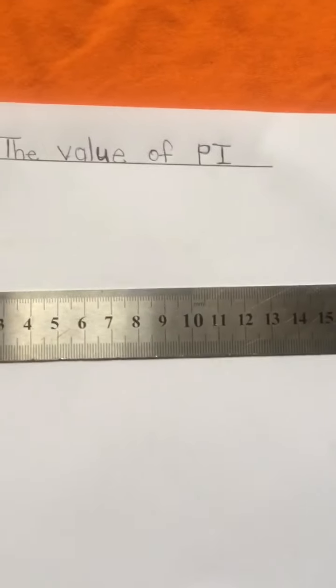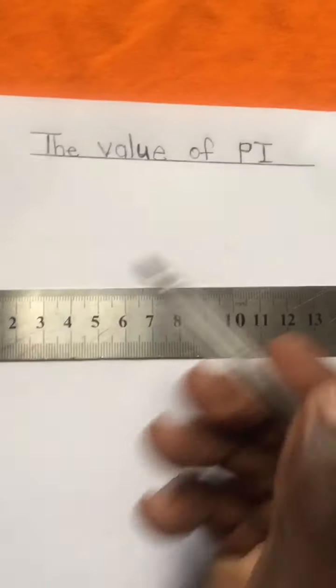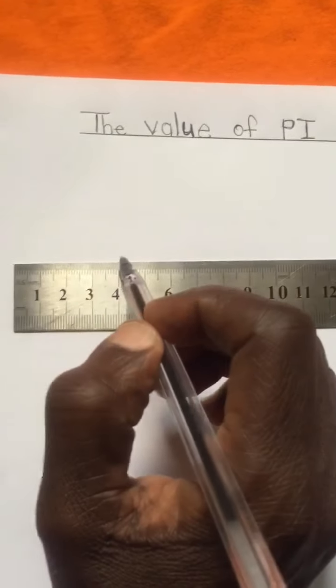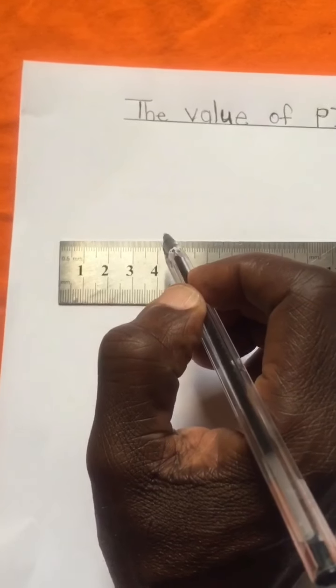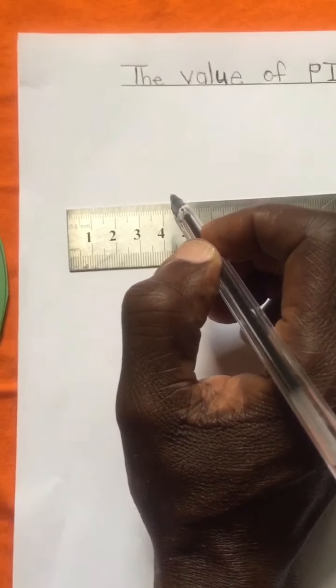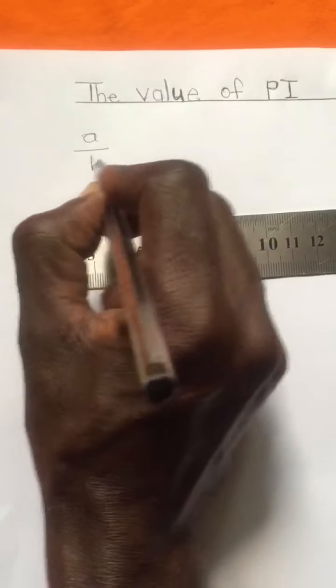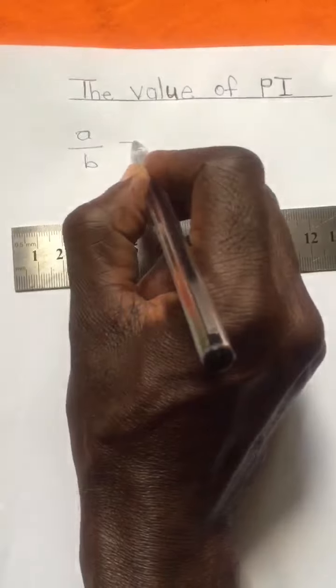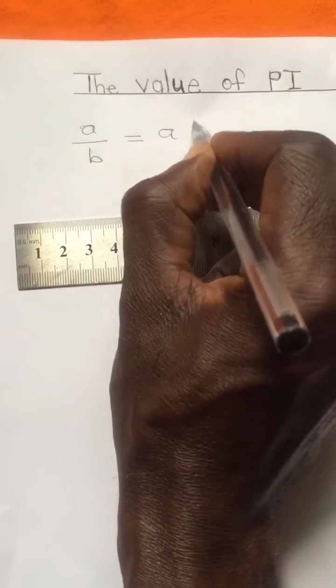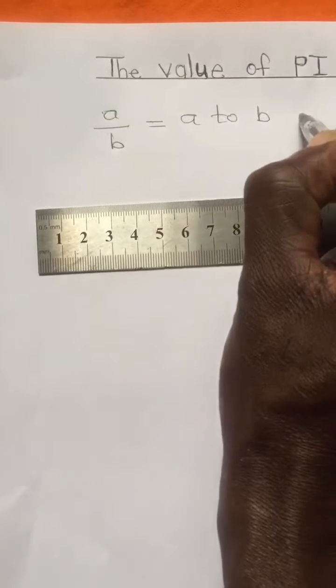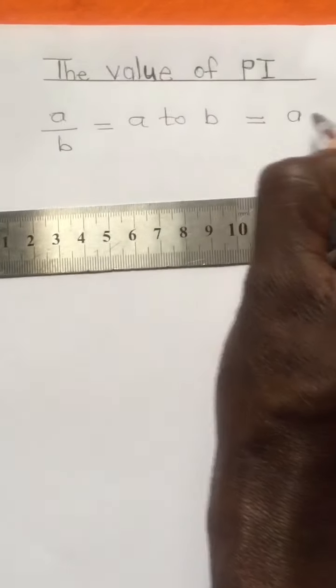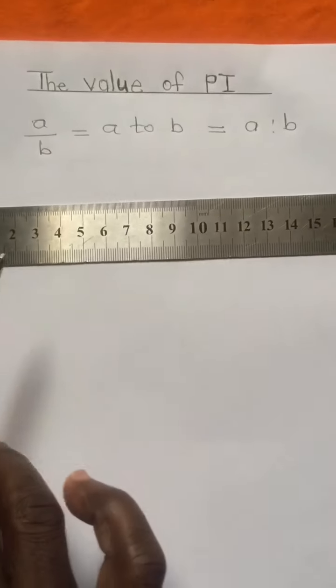So pi is a ratio, and mostly when we are talking about a ratio, we are talking about two figures, and we look at how they are related to each other. Ratios appear more like fractions. For instance, you can have A over B, which is the same as saying A to B. So I'm saying pi is a ratio.